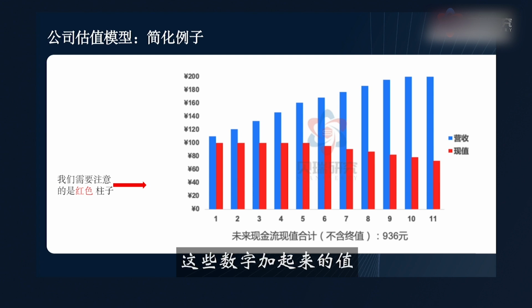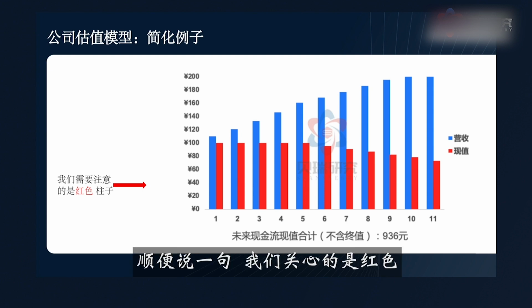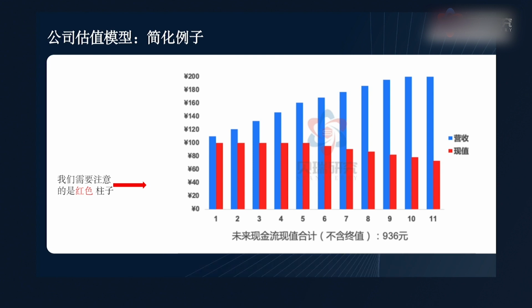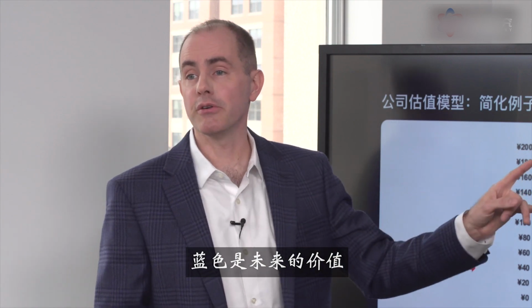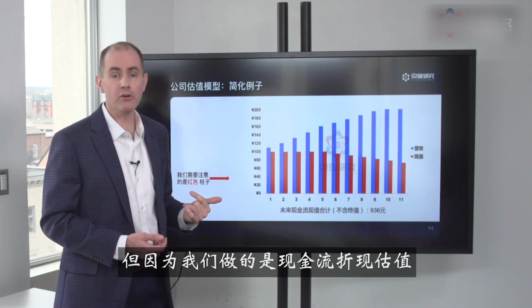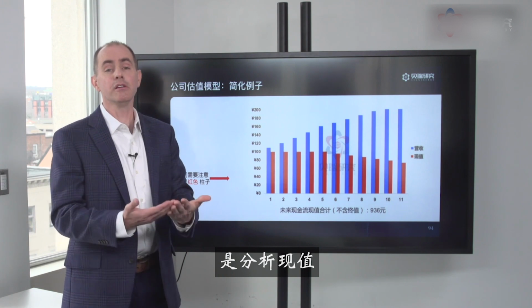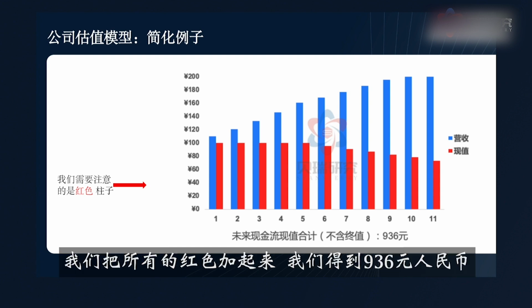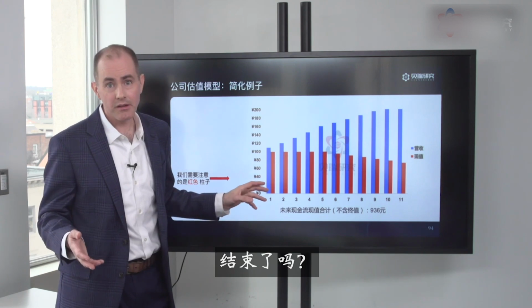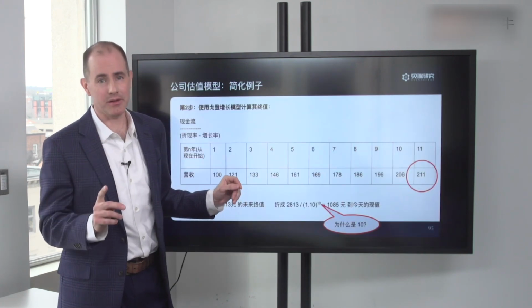Now the value of these numbers altogether, which we care about, by the way, is the red. The red is the present value. The blue is the future value. But because we're doing discounted cash flow valuation, which is basically present value analysis, we care about the red. So in other words, these 200 RMB cash flows are worth just under 100 in present value terms because they're so far into the future. We add up all the reds and we get 936 RMB. Are we done yet? No, we're about halfway done.